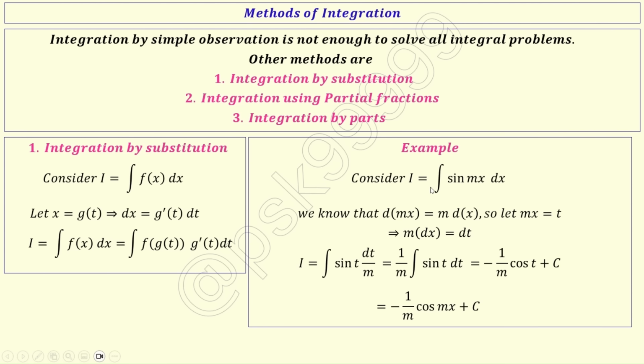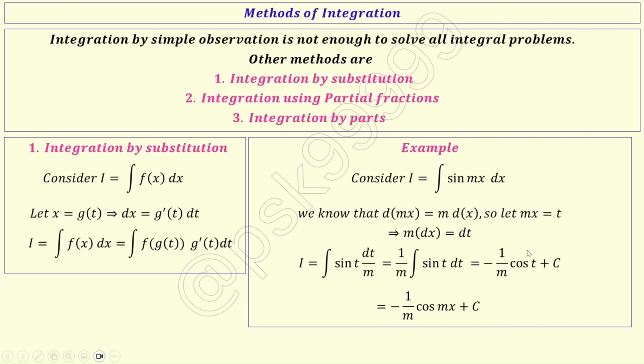One example. Consider I equal to integration of sine of mx dx. Now we know that differentiation of mx is nothing but m dx. So let mx equal to t. Then m times differentiation of x is nothing but differentiation of t, dt. So my I is nothing but sine t dt by m, because mx is t. 1 by m is a constant, so I'm taking it out: 1 by m integration of sine t dt. Now this is simple, this I know. This is nothing but minus cos t, so minus 1 by m cos t plus c.